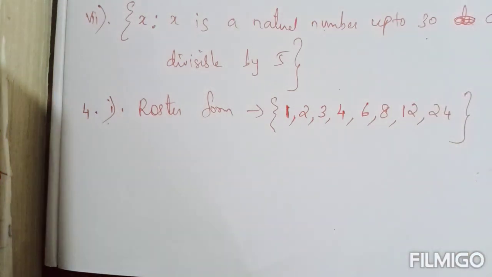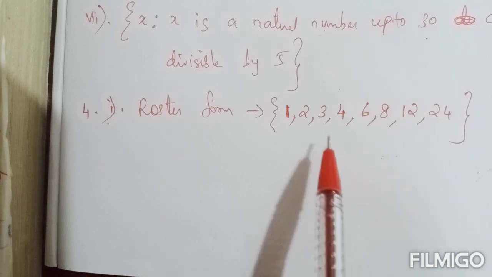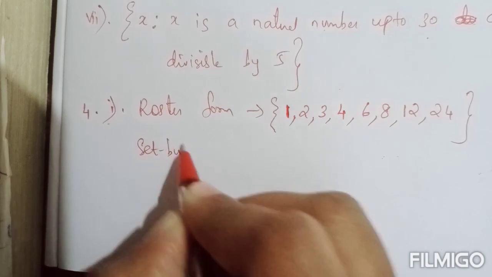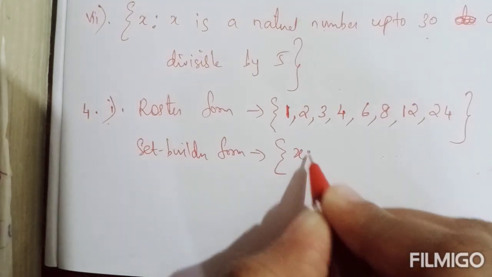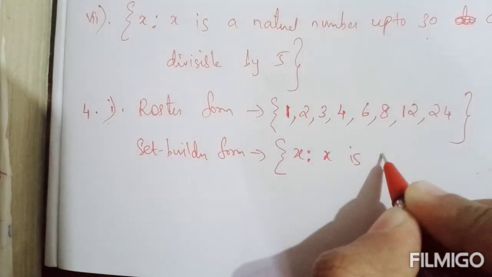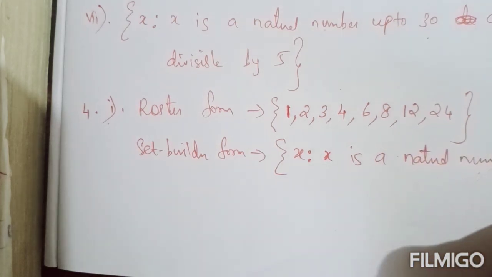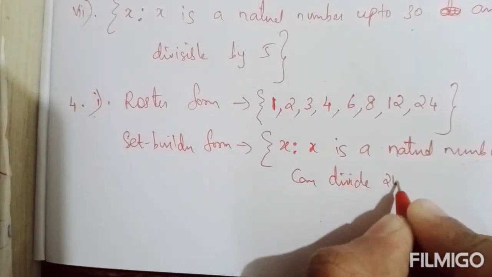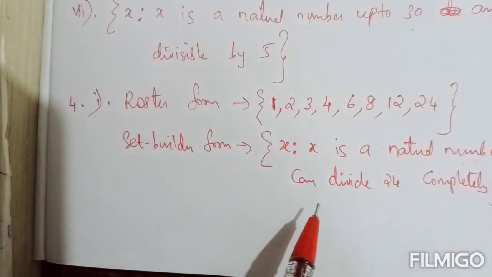So these are the natural numbers that can divide 24 completely. That means these are the factors of 24 and they are natural numbers also. Now you have to write in set builder form. Set builder form you just write that statement itself. Set of all x such that x is a natural number that can divide 24 completely. This is set builder form of that set.